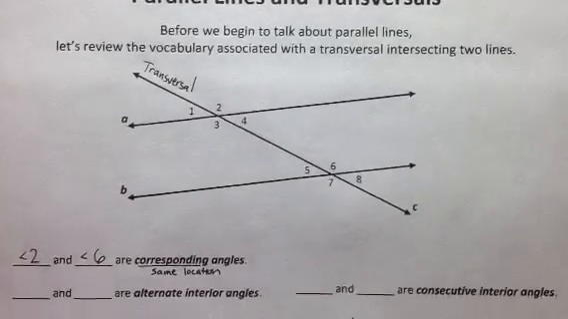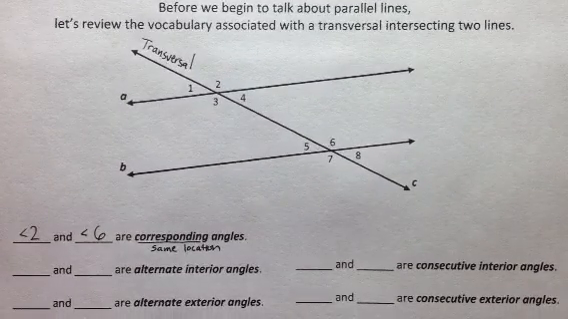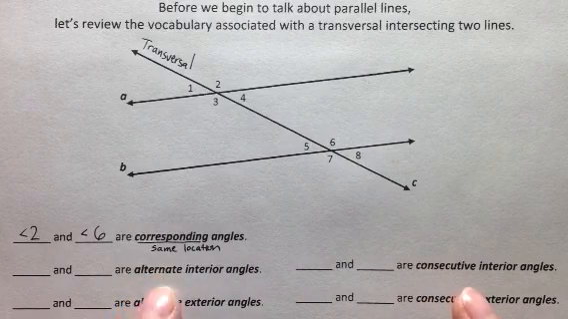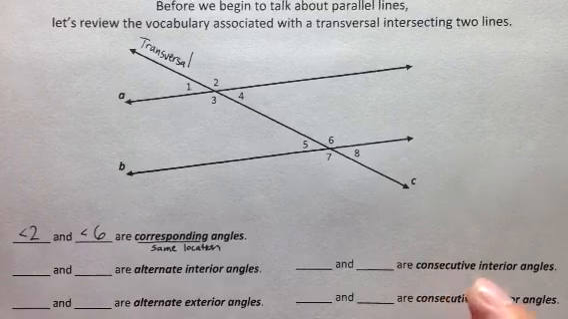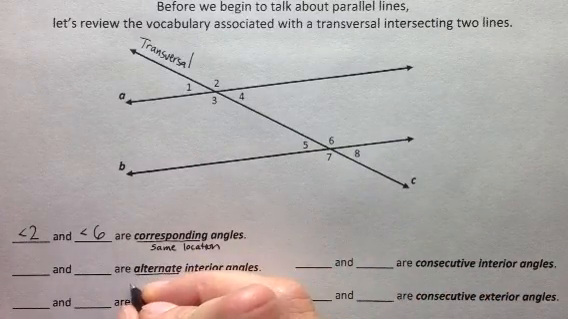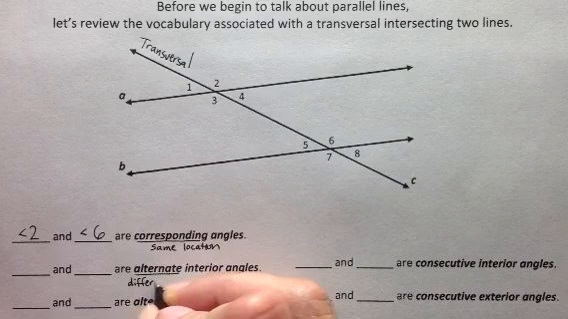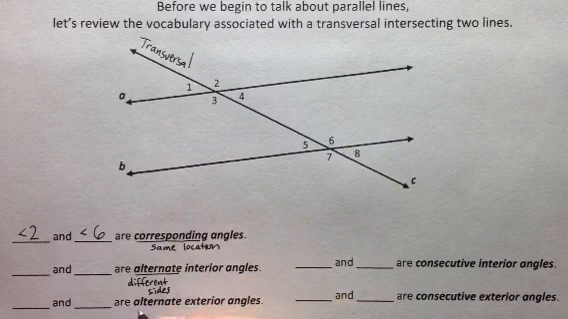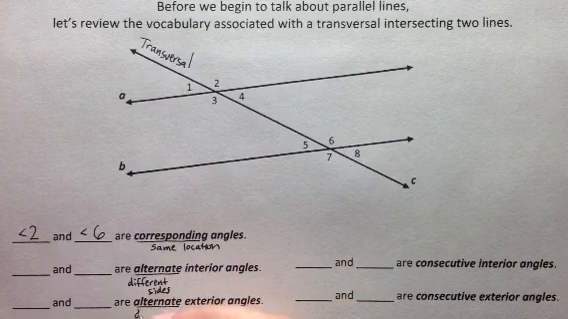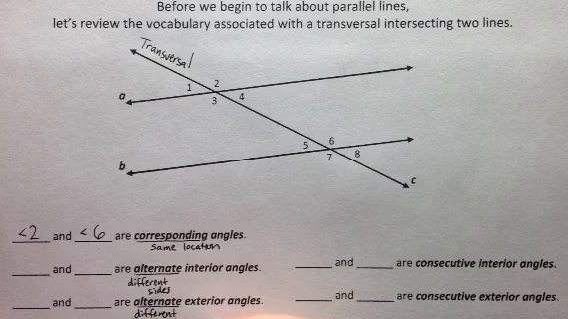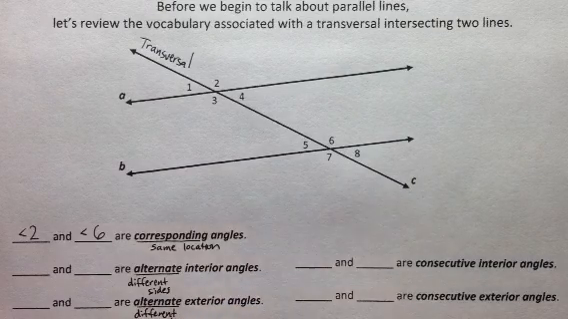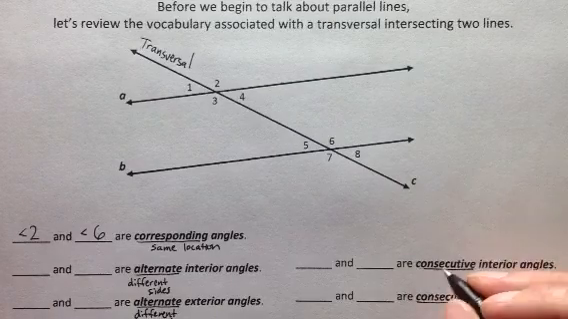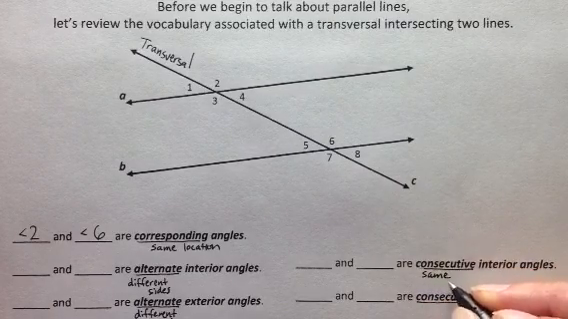Okay? Now I've got some other angles here that I'm going to actually help you understand this vocabulary by breaking it down a little bit. I've got alternate angles and I've got consecutive angles. Alternate angles are going to be on different sides of the transversal. Okay, alternate means different sides. Okay, I'll show you what I mean in a minute there. Consecutive, that refers to the same side of the transversal.